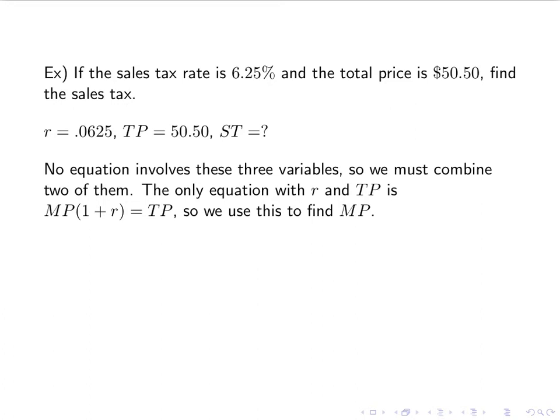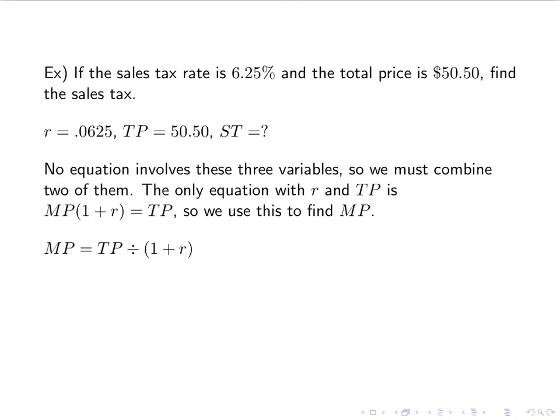So this is a situation where we need to combine two of them. The only equation that has our two knowns is this one, MP times 1 plus R equals TP. That's the only equation that has R and TP, so we have to use that equation. That means that we have to find MP. So just like in the previous question, whenever you have R and TP, you're going to have to find MP.